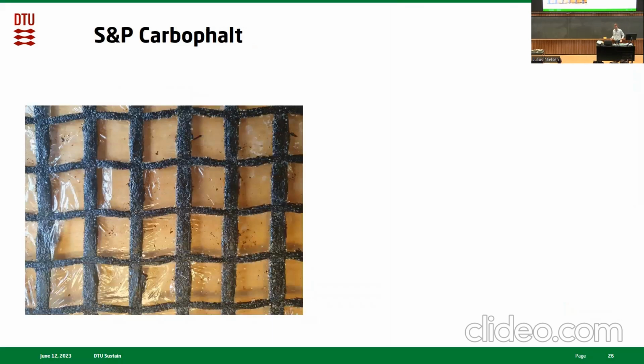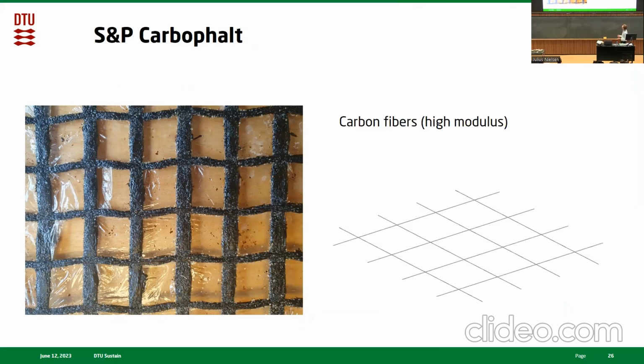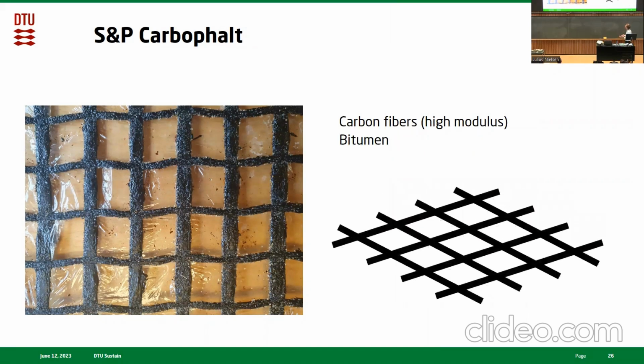So as I said, we use this SMP grid product, which is essentially made of carbon fibers, which have a high modulus. These fibers are coated in bitumen, and then some sand is sprinkled on top of them, and the whole grid is placed on a thin plastic film. The reason we have the sand and the film is that these grids come in rolls and are a lot wider than this. This is just a sample.